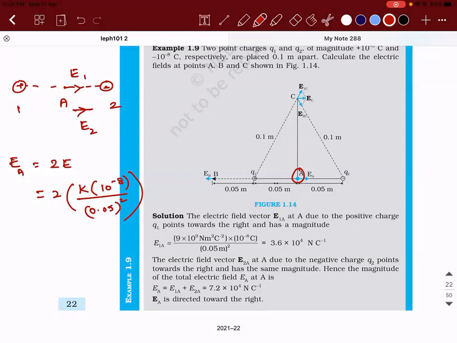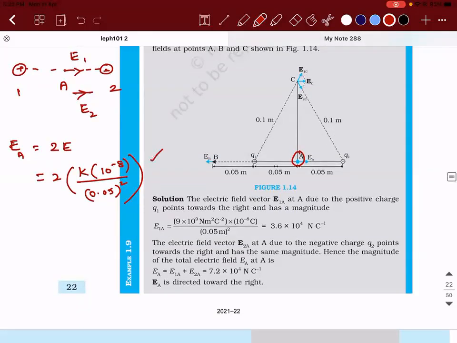Okay, this is in terms of magnitude. What about the direction? E_A vector will be equal to 2 into this value times i cap. Correct? So please copy this. In a similar manner, try to find the electric field at point B and tell me.